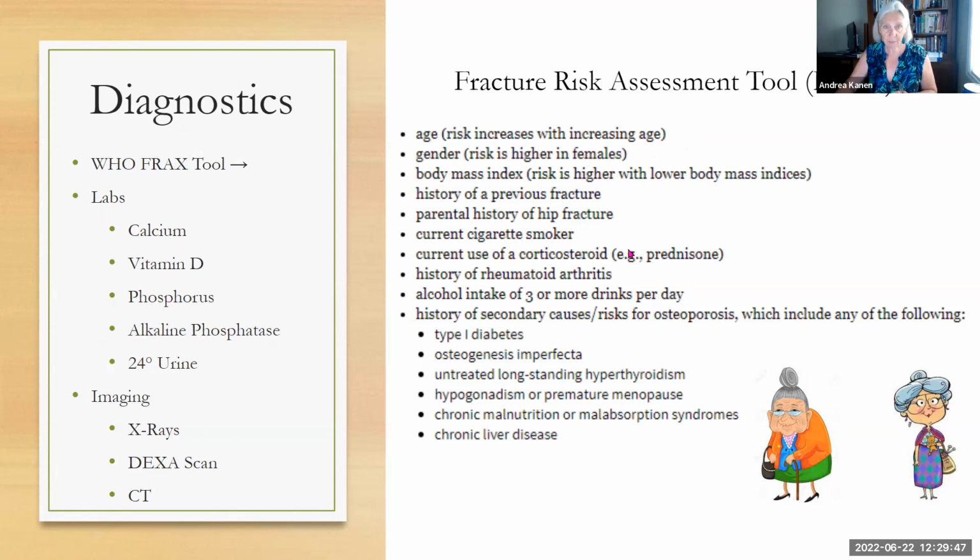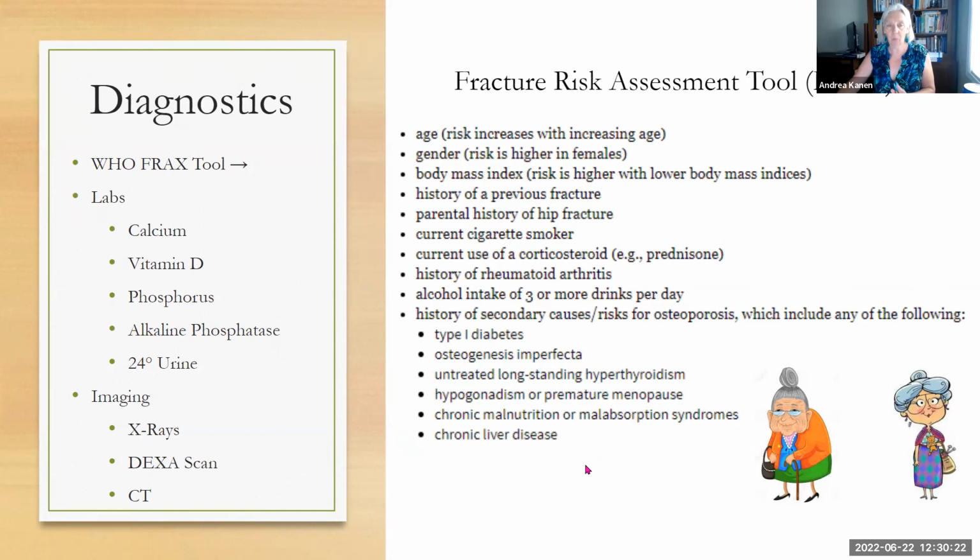Corticosteroids. So this would be something you would be asking about, because over time, if someone is on a corticosteroid, that's going to really impact bone density. And think about people with COPD, right? These might be people that we've got on prednisone long-term. So there definitely are some downsides to the long-term use of this. A history of rheumatoid arthritis, alcohol. Okay. And then these also put people at risk.